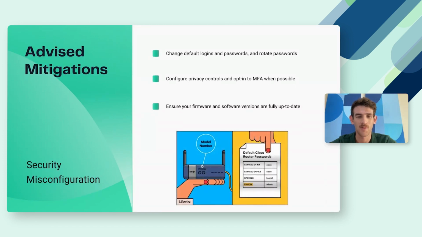So typical mitigation steps are just changing your logins and passwords, ensuring you're rotating passwords. And this is, again, pretty general as well, just ensuring you're configuring privacy controls, setting up MFA, and ensuring your firmware and software versions are up to date.